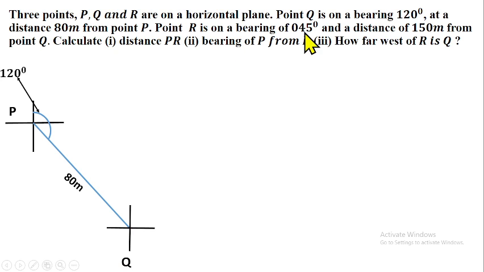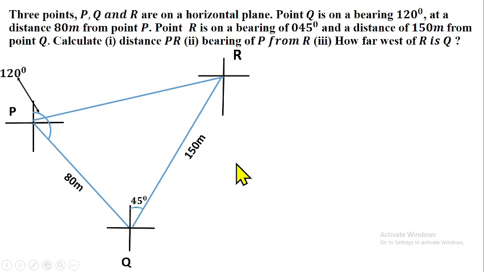Also, point R is on a bearing of 45 degrees at a distance of 150 meters from where? From Q. From this Q, there's a point R. So on a bearing of 45 degrees. So from Q here, bearing of 45, 45 will fall here. So I will draw a straight line as well, which should be longer than this one because this is 150 meters. So the bearing is 45 degrees. I put that here. Then another point should be here, which is point R. Then the distance is 150 meters. Then I will join R to what? To P. As you can see, we have the triangle like that.